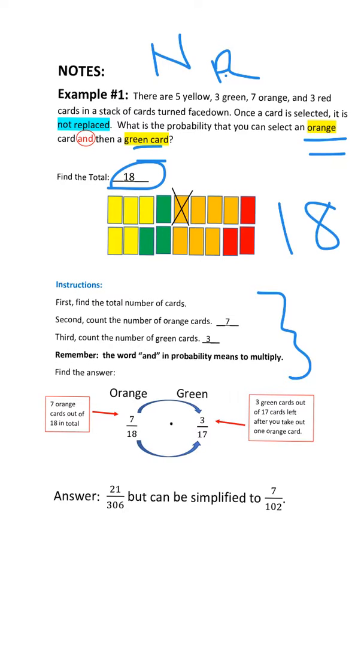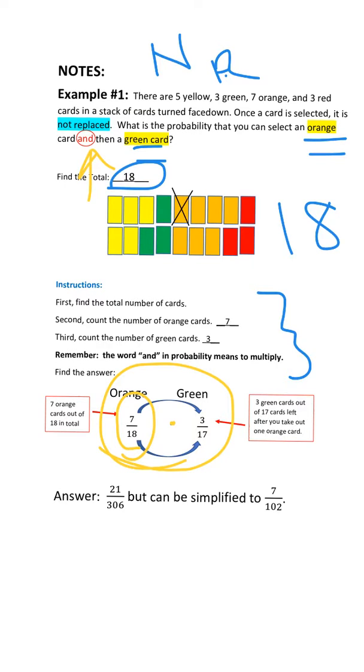Count the number of green cards, and there's 3. Now, when we actually set up the proportion, right here, they've done it for you. We want to keep in mind that the word and up here was used. Therefore, we need to make sure we're multiplying. There has to be multiplication involved in this proportion. So we noticed that there was 7 orange and 18 to begin with. We're done with that. However, the card was not replaced, so that would make 18 drop to 17 because we take 1 away.